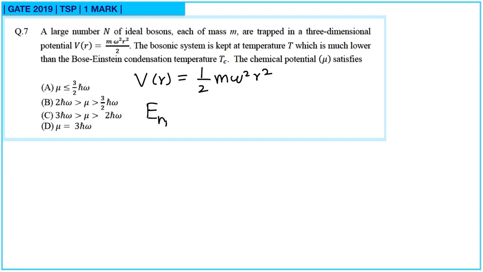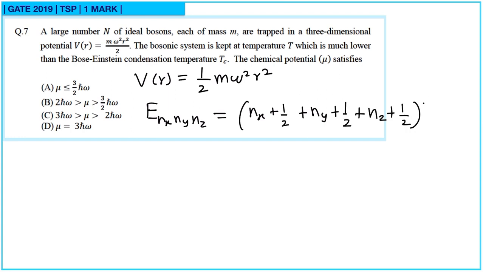So for this, let us find out its energy. This will be Nx, Ny, Nz. It is in a three-dimensional potential, and this is a harmonic potential. So this will be (Nx + ½ + Ny + ½ + Nz + ½) ħω. For the ground state, because temperature is much lower, we will consider the ground state E000. So Nx is 0, Ny is 0, Nz is 0. So this will be simply 3/2 ħω.